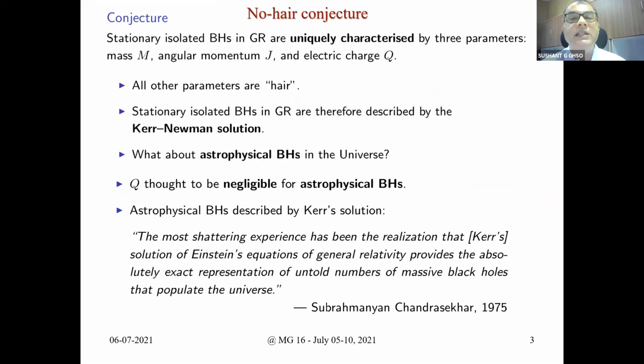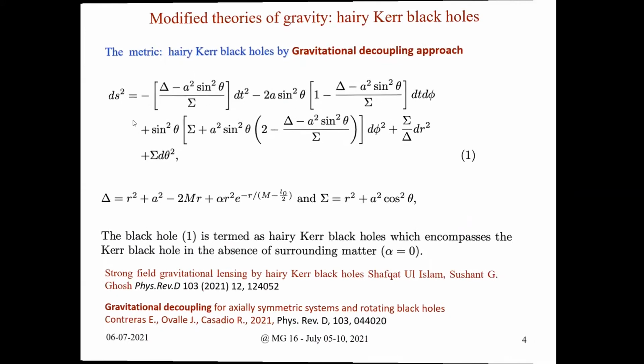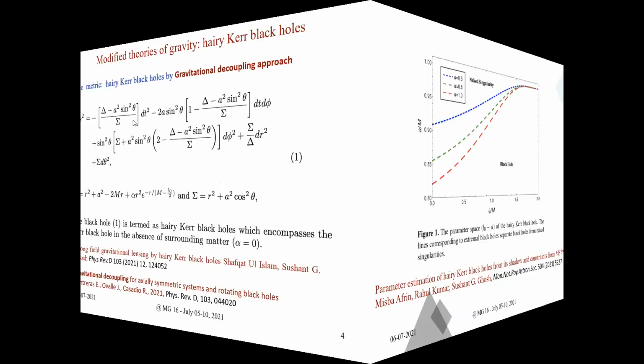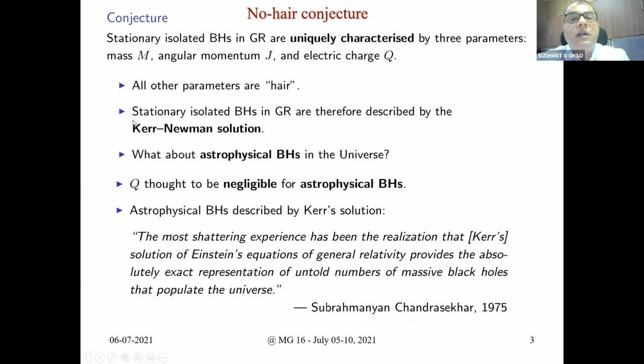So the starting point is the no-hair conjecture. We know that this is the conjecture coined by Wheeler, which says that stationary isolated black holes in GR are uniquely determined by three parameters: mass M, angular momentum J, and electric charge Q. All other parameters are lost.